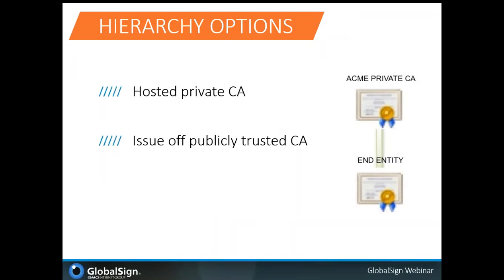Now let's look at the benefit of hierarchy options. With AEG, you are provided with a private CA that we host for internal machine, client, and server authentication. This allows the security of setting your own name constraints as well as control over your intermediate root CAs.